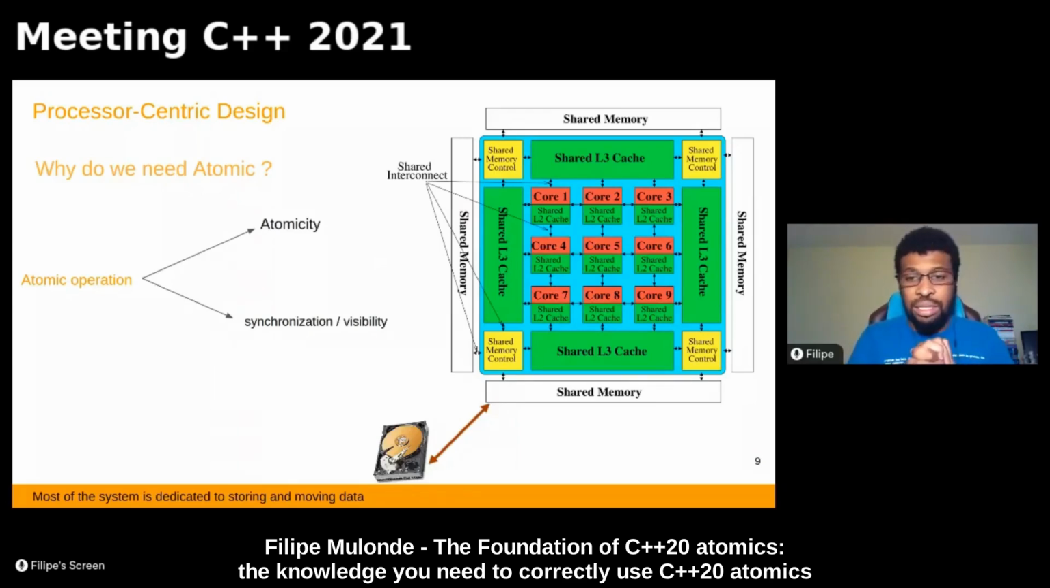First is atomicity. With atomicity, we want to ensure that only one core at the time is operating on a particular memory location, and the rest of the cores cannot see this operation partially done. We also need atomic operation for synchronization or visibility. And with that, we want to ensure that the result of the computation of cores can be visible to other cores when needed. That's why we need atomic operations.